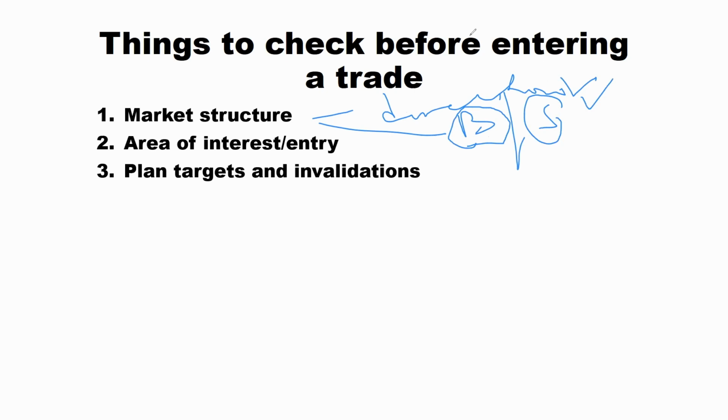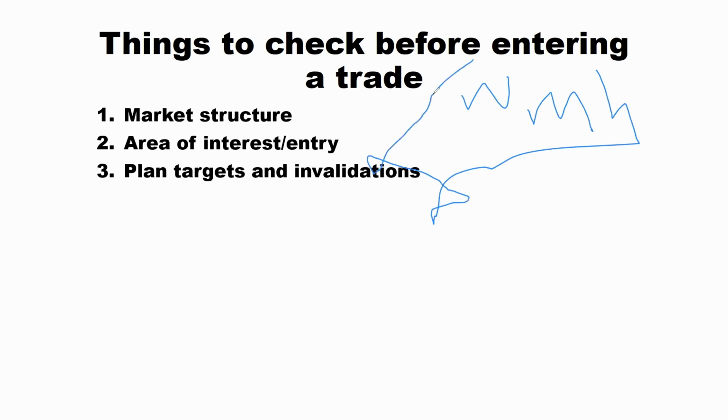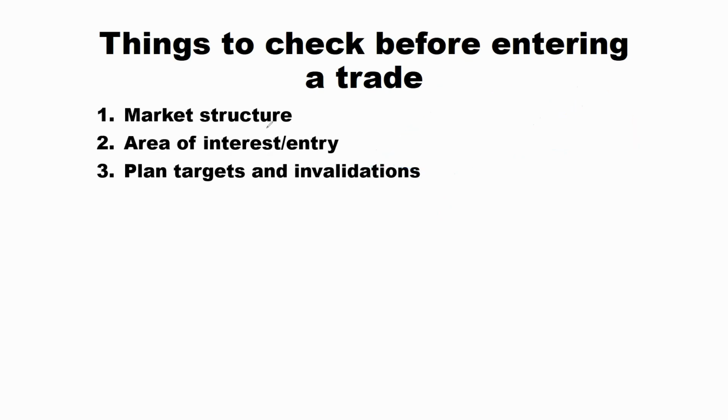Then the second one is the area of interest. Of course, market structure, like we have said, gives you the direction and then the foundation, what you're going to trade. By foundation, I mean, is it giving you a W? Is it giving you an M? Is it giving you a trending market, etc.? So these are the things that give us the area of interest. Now, what do I mean by area of interest?